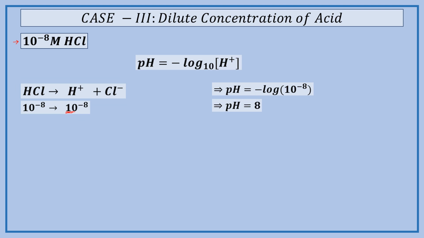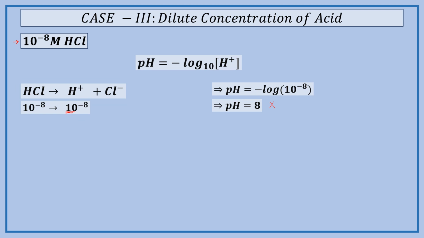However, for an acid, the pH can never exceed 7 under the condition which we have considered in the entire calculation. So this pH is a misleading value. pH equals 8 is a misleading value. So what are we missing here?